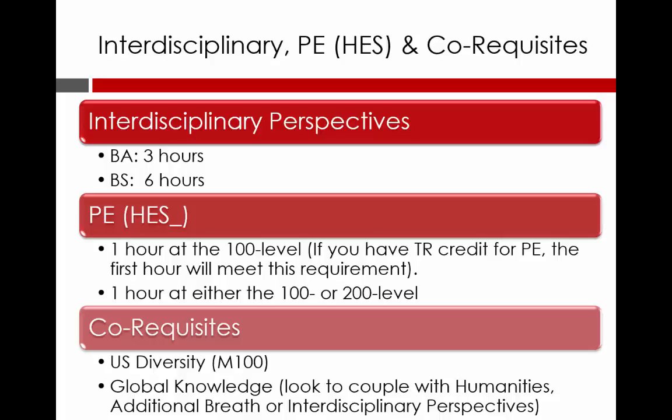These courses contain information about people and cultures outside of the United States. If you plan to study abroad during your time in Poole, any course you take abroad will satisfy your Global Knowledge requirement. The Global Knowledge requirement is easiest to couple with your Humanities, Additional Breadth, or Interdisciplinary Perspectives requirements. This is the only place where you can satisfy 2 requirements with 1 course.